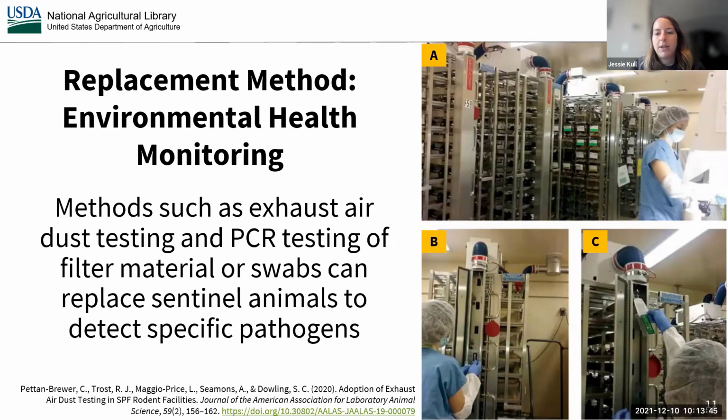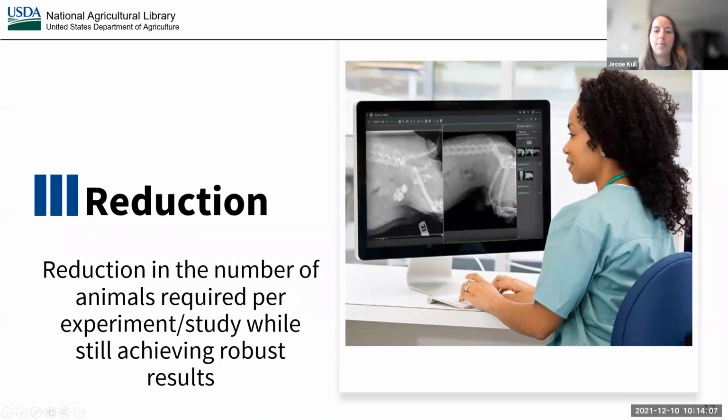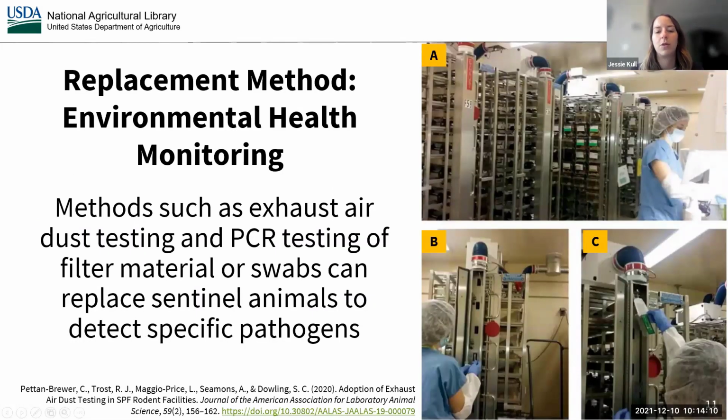And to go a little bit more in detail on what these methods are, exhaust air dust testing uses either sticky swabs or some type of specialized filter material or media that is placed in a specific location, such as maybe at the end of a cage unit to collect as much dust as possible. And then those swabs or media are tested. And the PCR method is very similar, but they use large swabs or pieces of filter paper to test the colony's soiled bedding. And some of the benefits, other than replacing animal use, is that it increases result sensitivity and accuracy and also reduces labor and cost in the majority of cases.